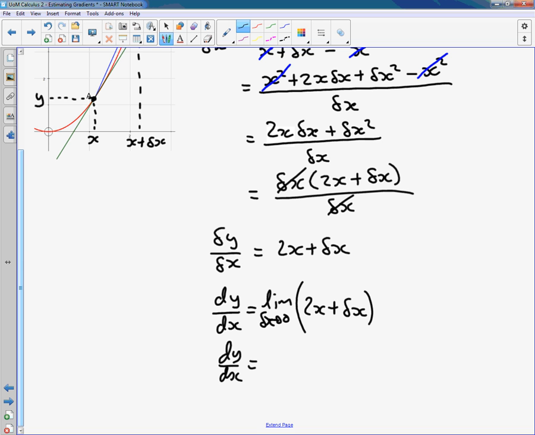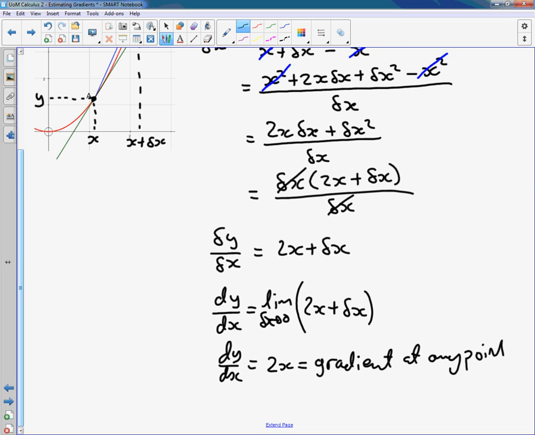Well, let's have a think about it. 2x has nothing to do with delta x, so that's going to remain the same. And delta x, which is tending towards 0, is becoming close to 0, so we ignore it, it becomes 0. So remarkably, we're left with dy over dx, which is the gradient of our chord once delta x becomes infinitely small, as 2x. And because the change in x is infinitely small, it means it's the same as the gradient of a tangent. So that's equal to the gradient at any point.